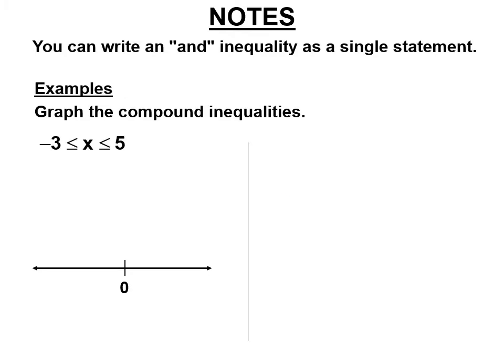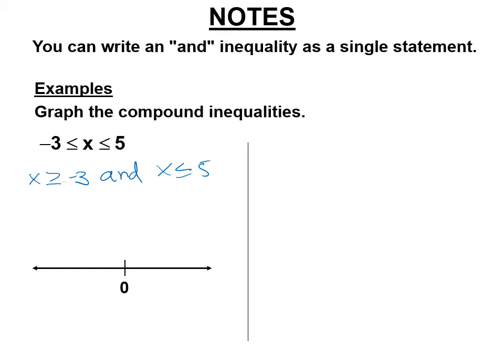So this is a combination. This is x is negative 3 is less than or equal to x. That's the same as x is greater than or equal to negative 3 and x is less than or equal to 5. So notice this part stays exactly the same, but you flip over this. Okay. But you don't really need to do that.